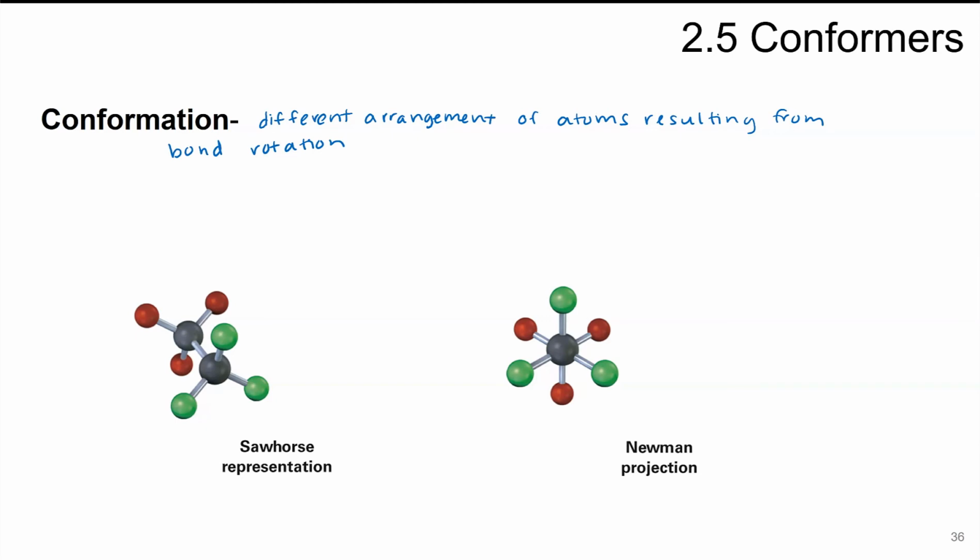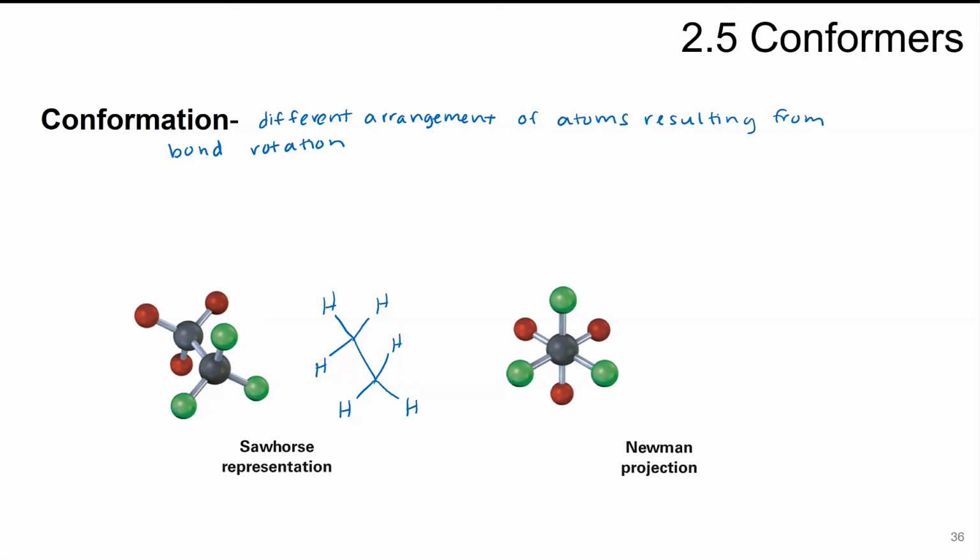When we draw conformations, it can be represented in two ways. The first one is the sawhorse conformation, which we've already seen. So in the back here, you have the hydrogens. And in the front, there's this hydrogen here. So you can see this is the same type of drawing here.